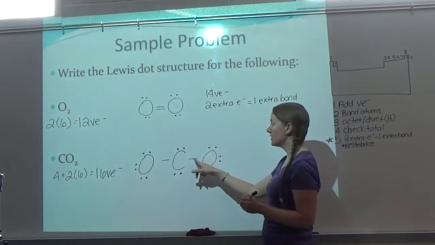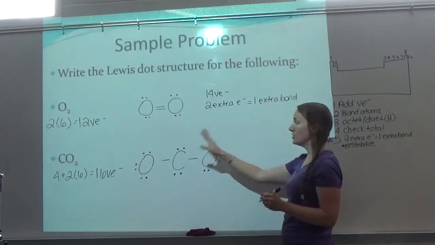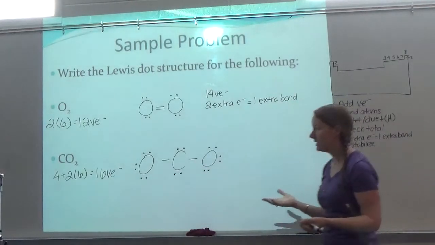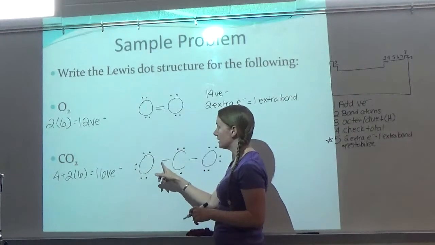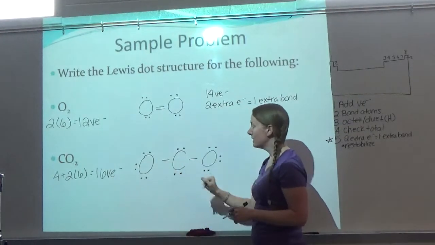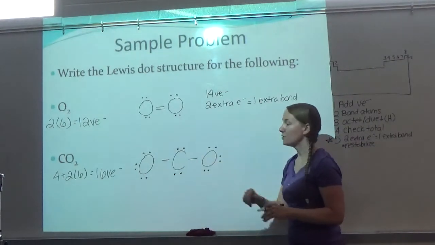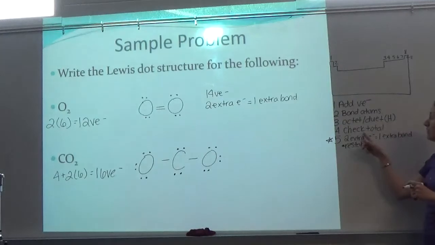So see, now oxygen has 2, 4, 6, 8. So just go back and recount. Make sure you realize every atom has an octet. I'll just recount for you. Oxygen has 2, 4, 6, 8. Carbon has 2, 4, 6, 8. Oxygen has 2, 4, 6, 8. So everybody's stable. So then I move on to step 4.